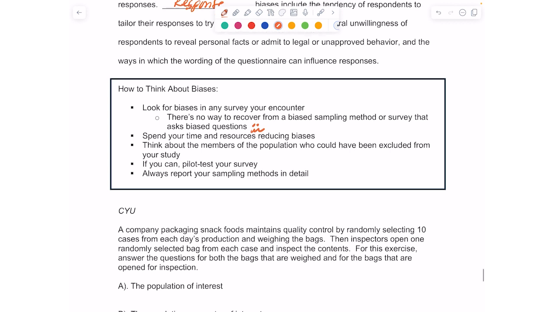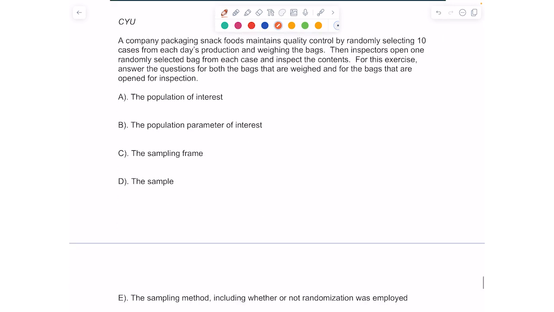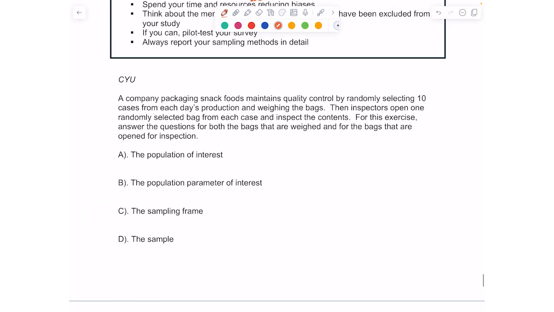So think about the different sampling techniques we looked at, and also think about doing a pilot survey, a smaller survey given to a smaller number of people in your sampling frame, so you can test your survey and make sure that you're asking specific questions that are quantifiable. Think about the members of the population who could have been excluded from your study, right? You can have undercoverage there. If you can, pilot test your survey and always report your sampling methods in detail. You can read the problem here and pause it, and then there are questions continued on the next page to wrap up what we talked about in this chapter.